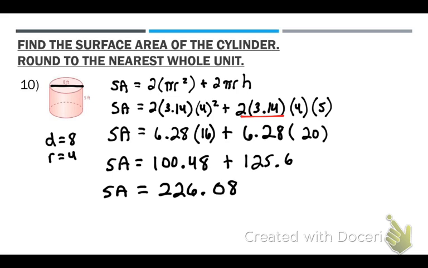226.08. The greatest area that people are missing points on the quiz and test is forgetting to read the instructions. It asks us to round to the nearest whole unit. So remember, you're asking the whole number and looking into the tenths place to see if you should round up or not. This one you should not round up. So the surface area is about 226 centimeters squared.